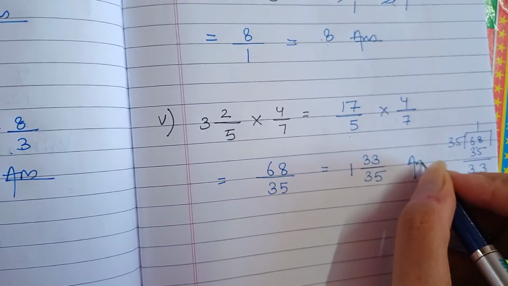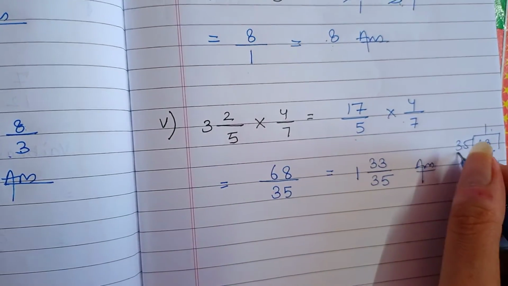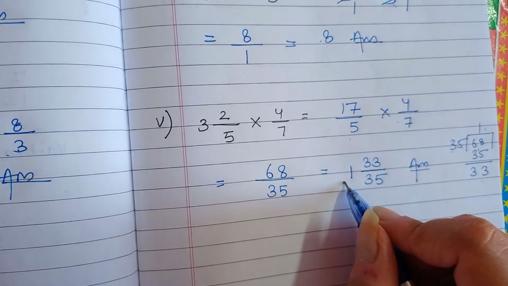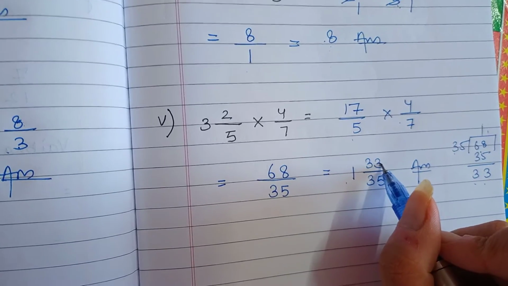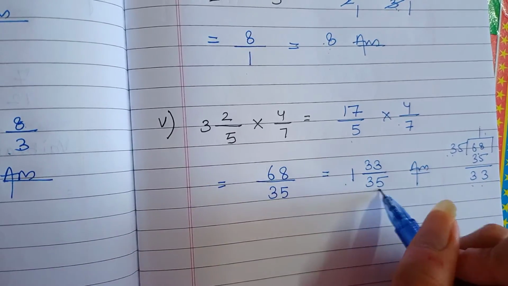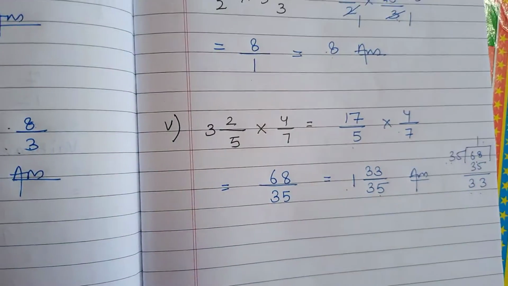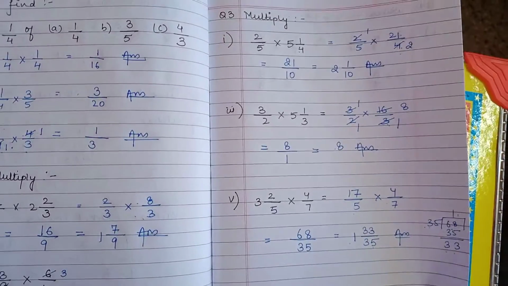So you will write it as 1 whole 33 upon 35. Quotient will be written as the whole number. Your remainder will be written as the numerator, and this divisor will be written as your denominator. So this was your question number 3, exercise 2.3. Let us move ahead with question number 4 now.